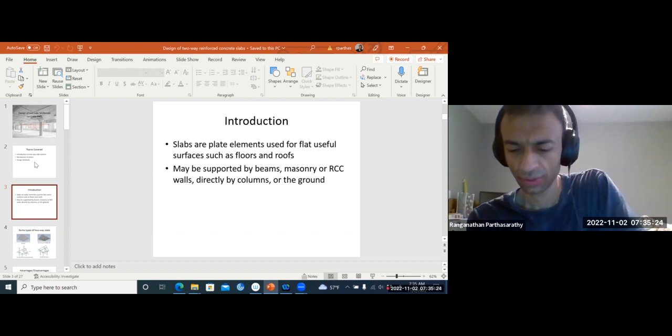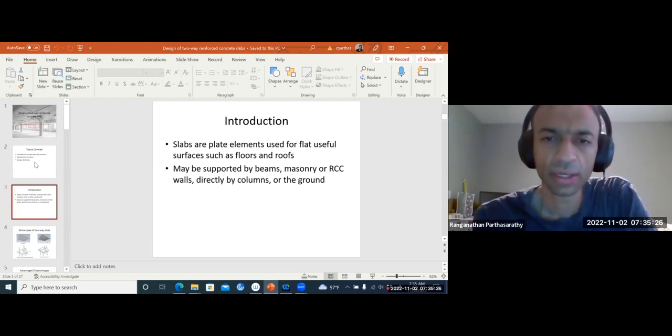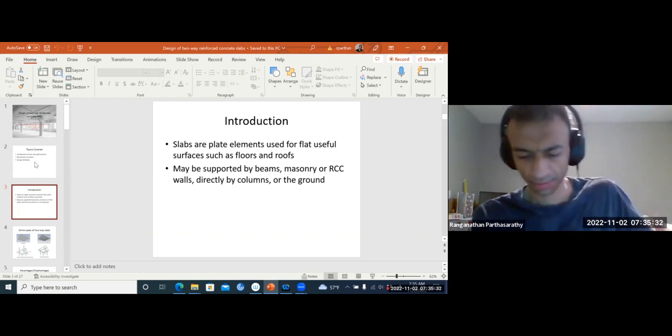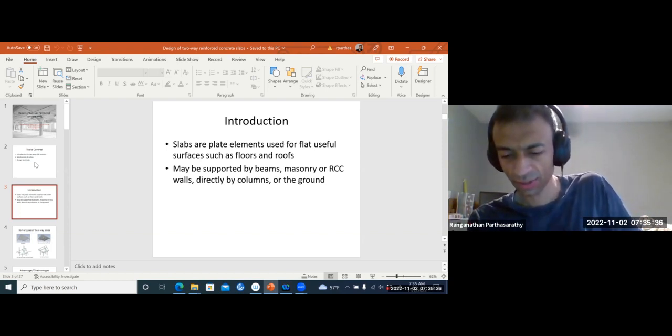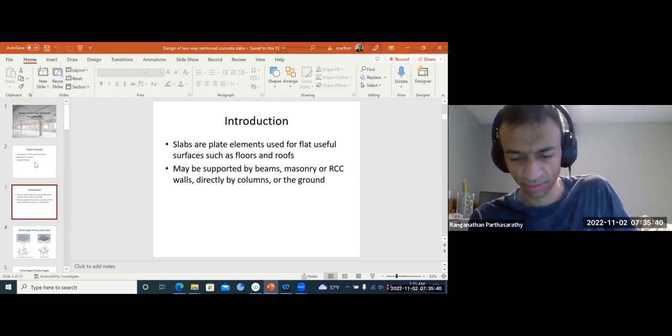Okay, so this could be supported by beams, masonry, or RCC walls. It could be a slab on grade, like in the ground, or supported by columns.